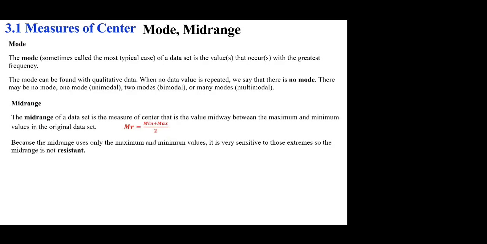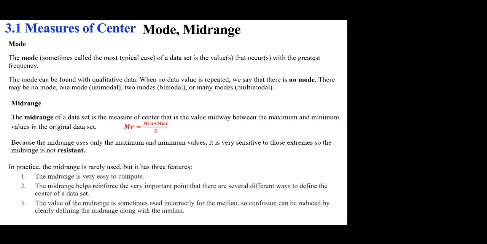Mid-range? The mid-range of a data set is the measure of center that is the value midway between the maximum and minimum values in the original data set. Because the mid-range uses only the maximum and minimum values, it is very sensitive to those extremes. So the mid-range is not resistant. It's very straightforward. You just add up the minimum and maximum and divide by 2, and it can't get any worse than that when it comes to using the outliers. That's why in practice, the mid-range is rarely used.